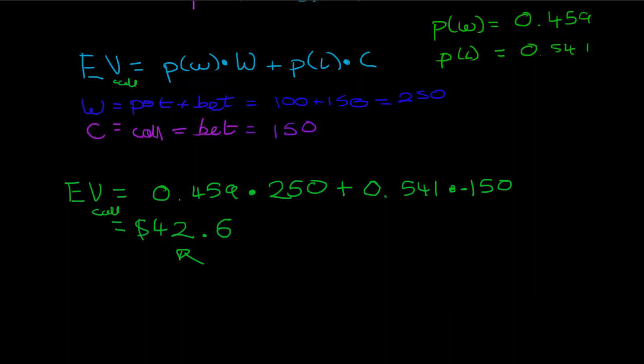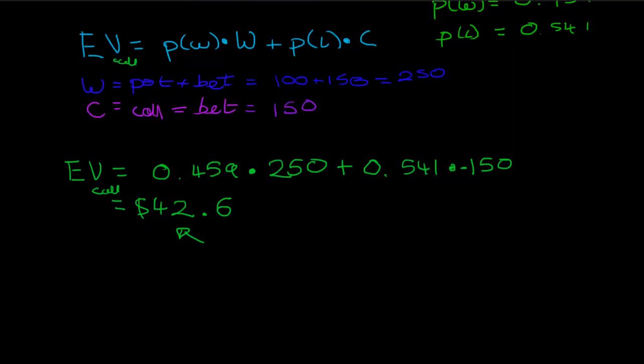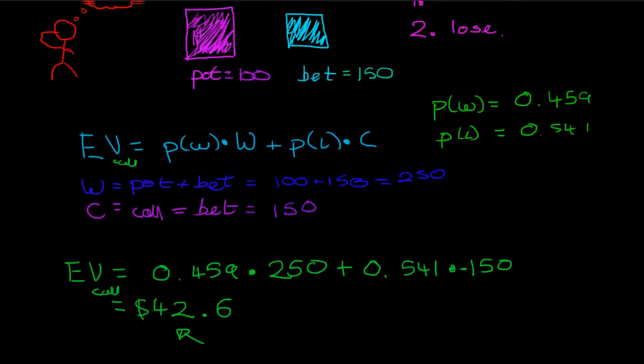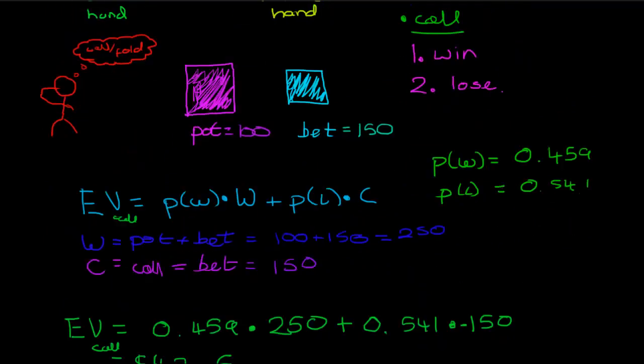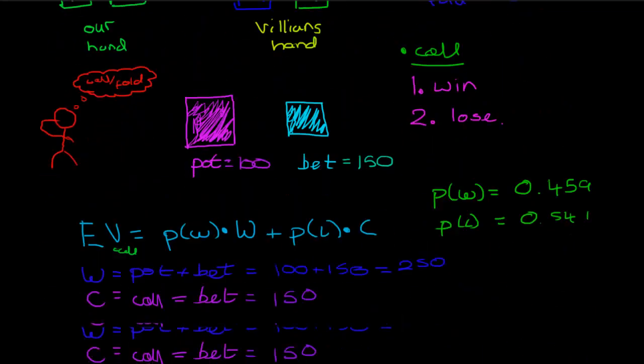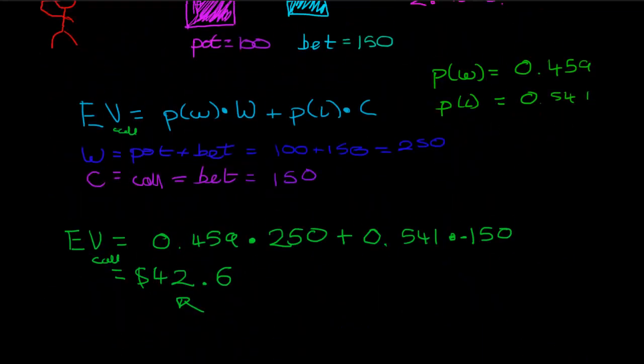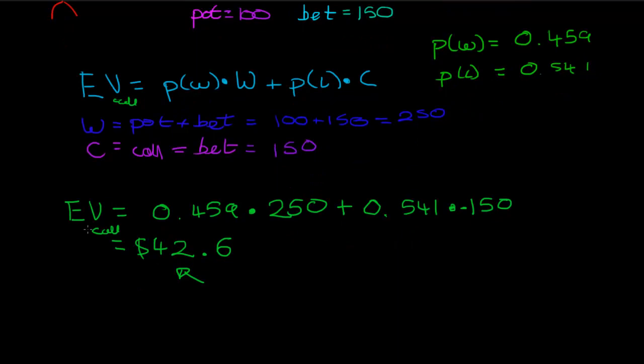Okay. It's always worth comparing it to the EV of our alternative, which, as we pointed out earlier, is 0. So 42.6 is a bigger number than 0, so we should call in this situation. So the decision that maximizes expected value is the call in this particular case. Okay.